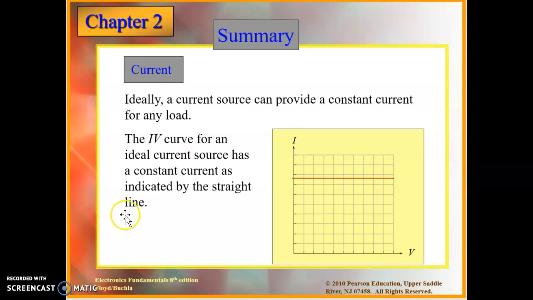Next, the same idea as with voltage, we have the IV curve, the current and voltage curve, and in this case it doesn't matter how much we increase the voltage, the current stays constant. And this is the ideal current source. In reality, we have a small variation.